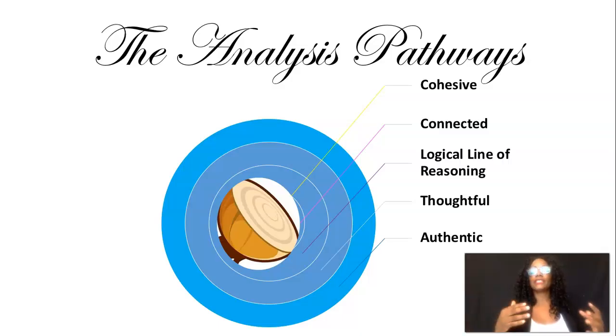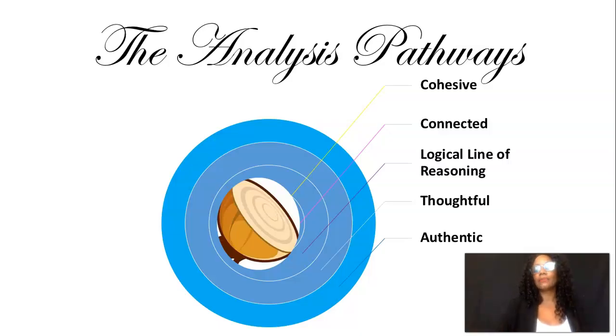So the analysis pathways, we're going to talk about the different pathways. But before we do that, I want to talk to you about the qualities that need to exist in an extended body paragraph. Your response needs to be cohesive. It needs to go together. It needs to be connected. There needs to be a logical line of reasoning. Your response should be thoughtful and authentic. So if you embody each of these characteristics, then you're going to avoid a summary.